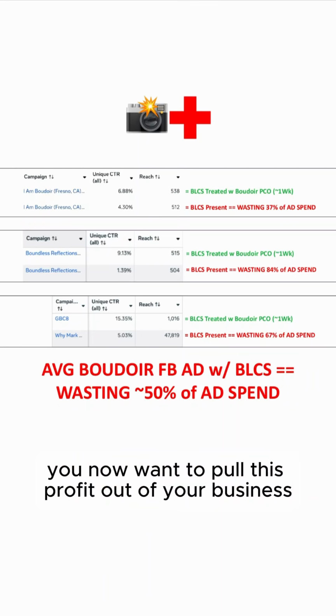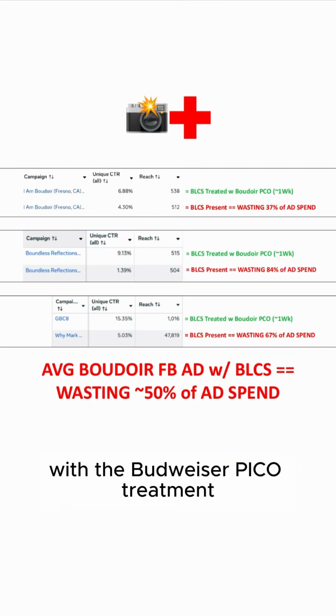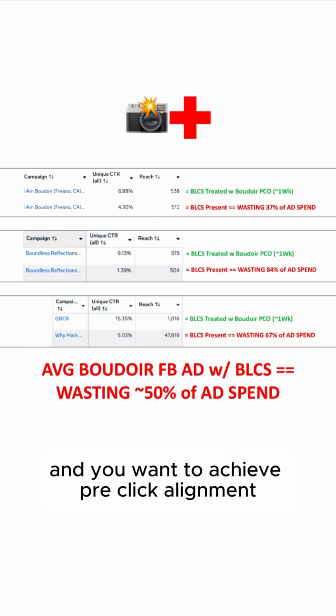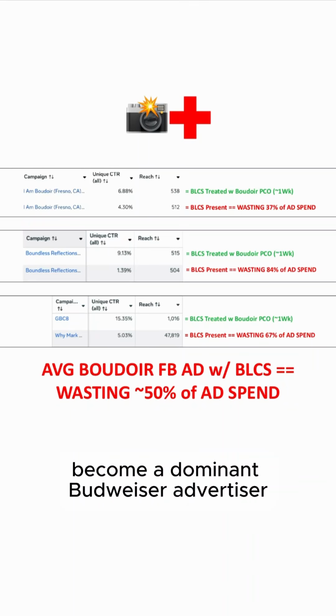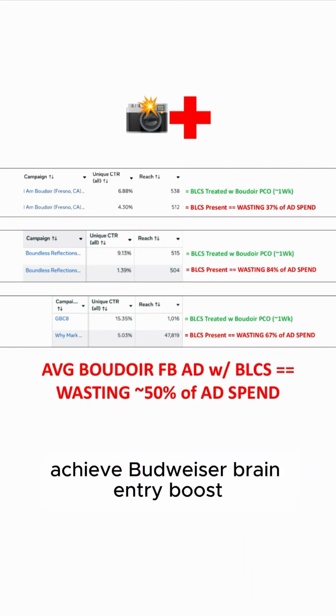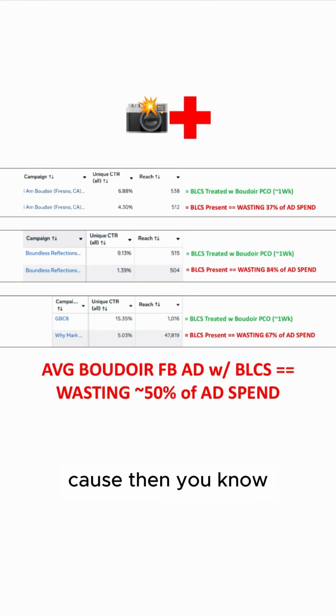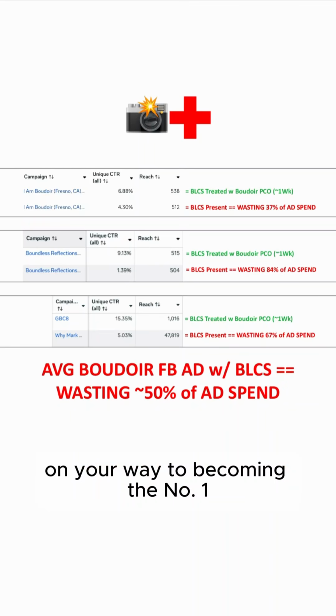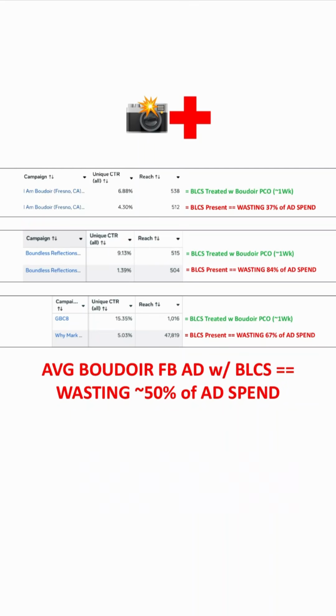And you decide you now want to pull this profit out of your business with the Boudoir Pico treatment, and you want to achieve pre-click alignment, become a dominant Boudoir advertiser, achieve Boudoir brain entry boost, because you have to achieve that on your way to becoming the number one boudoir photographer in your city.